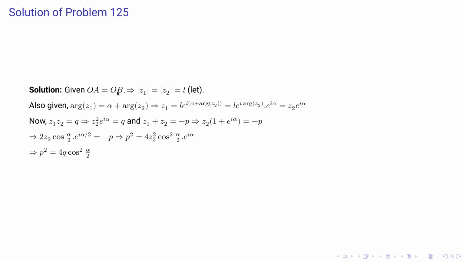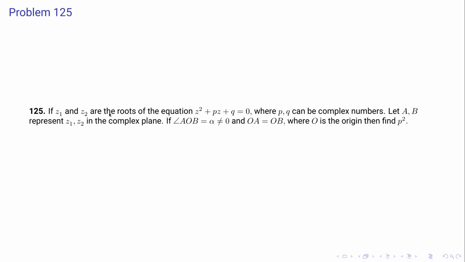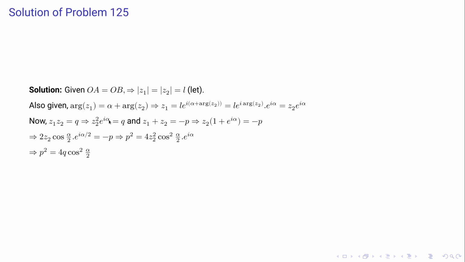So we are given that OA is equal to OB. So we can say that mod Z1 is equal to mod Z2 is equal to L. That is the length, or the modulus, of OA and OB. Now we are given that angle AOB is equal to alpha. That means arg of Z1 is equal to alpha plus arg of Z2.